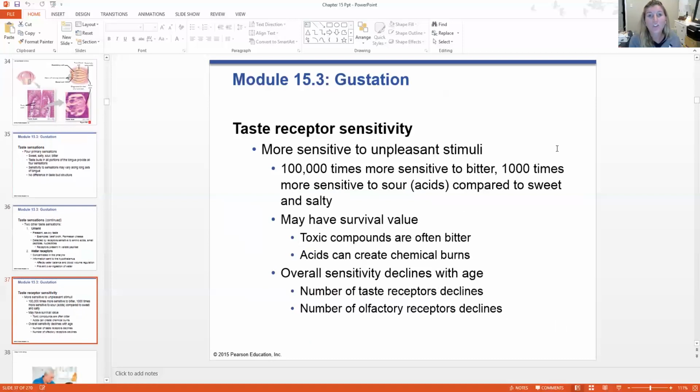It's 100,000 times more sensitive to things that are bitter, or 1,000 times more sensitive to things that are sour, compared to things that are sweet and salty. Typically, people like sweet and salty things and not sour or bitter things. So it's a survival value. It's a protective mechanism for our body. Toxic compounds are often bitter. Acids can create burns. The overall sensitivity to these taste sensations declines with age as our number of taste receptors declines and the number of olfactory sensors declines.